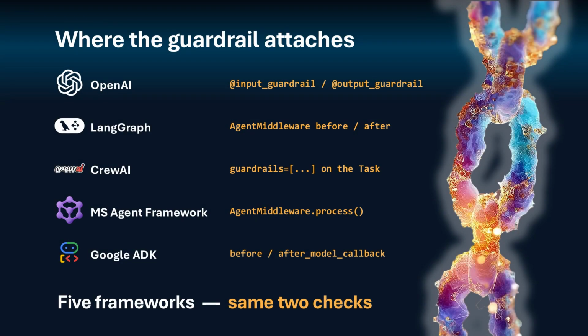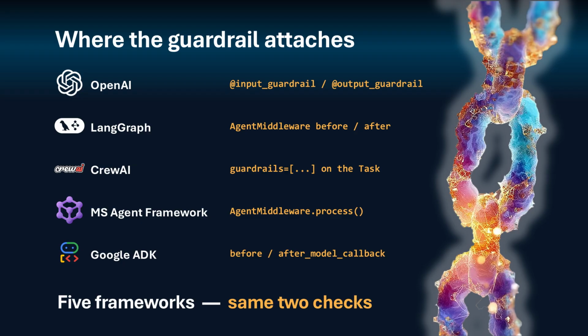5 frameworks, and 5 native ways to hook a guardrail in. OpenAI uses input and output decorators. LangGraph and Microsoft use middleware. CrewAI puts a guardrail on the task. Google ADK uses before and after callbacks. The wiring is different, but the shared detector underneath is the same, and so are the two checkpoints: block on the way in, redact on the way out.